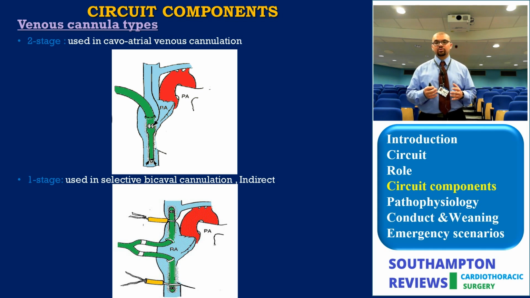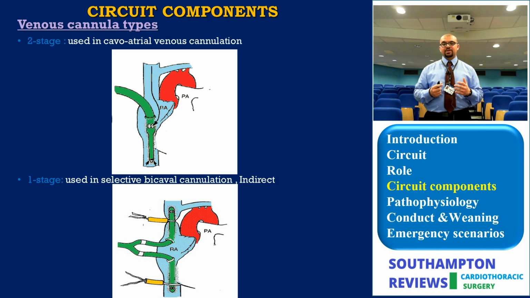It's a very easy mode of cannulation. Next is the one-stage cannula, in which the holes are at one stage only, at the tip of the cannula. This is also one of the cannulations you use for bicaval cannulation indirectly. Indirect means you are putting your purse strings on the atrium, not on the cavae. So you're leading the cannula through the atrium into the cavae. There are holes at the end of the cannula. You are cannulating both sides. Both cavae are cannulated, as you can see here in the diagram.